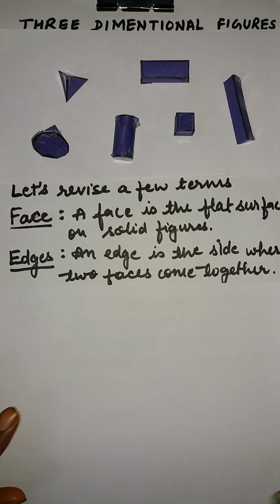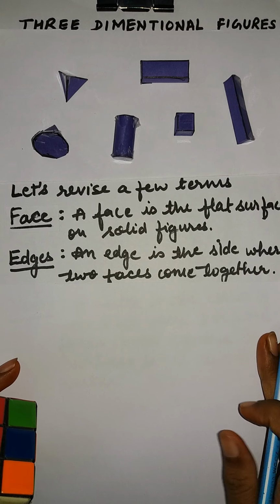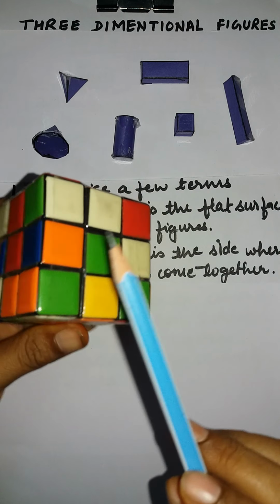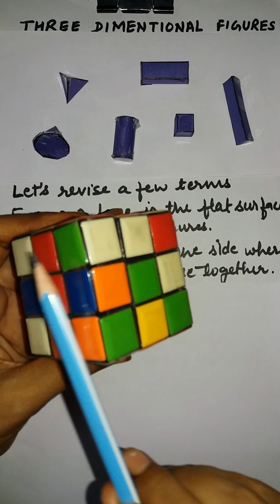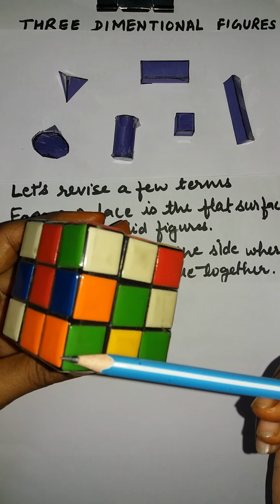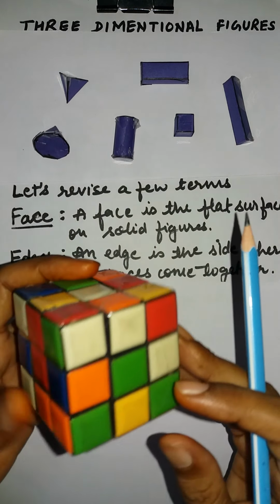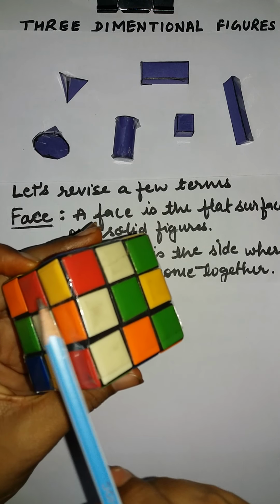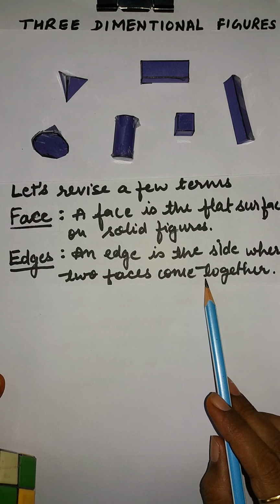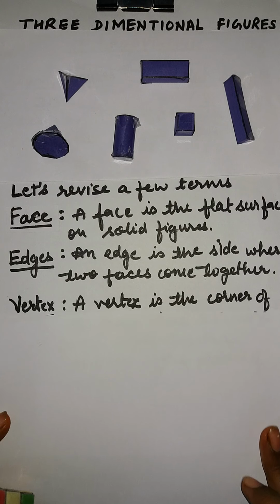Edges. An edge is the side where two faces come together. In this cube, we have this face and this. The two faces are meeting at an edge, this line. This is called an edge. In the same way, this face and this face meet at an edge. So, two faces come together. This is called an edge.